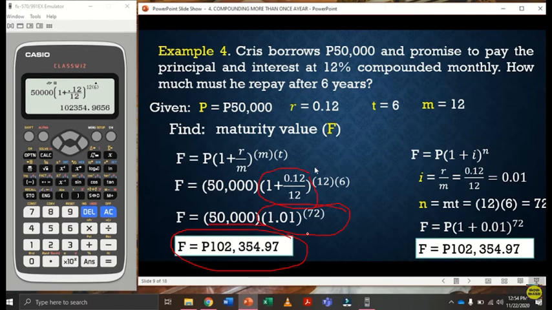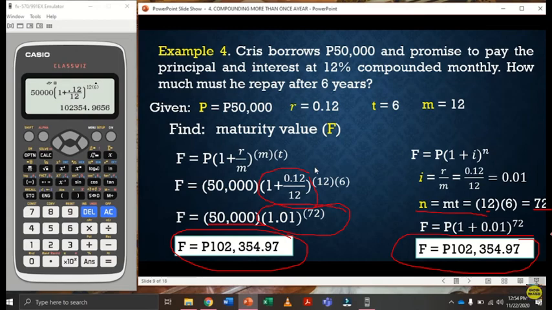Next, di na siya kabayad, mutubo na pod kay compounded monthly man siya. Dako kayo after 6 years. Nidagan og mga 50,000 sobra ang iyang tubo sa 50,000 nga principal. So bantayan ninyo, dapat magiging business minded tayo dito. Kung kani yung gamiton, pwede ra pod. M times T, 12 times 6, 72. Then principal 50,000, 1 plus 0.01 to the power of 72, so 102,354.97.